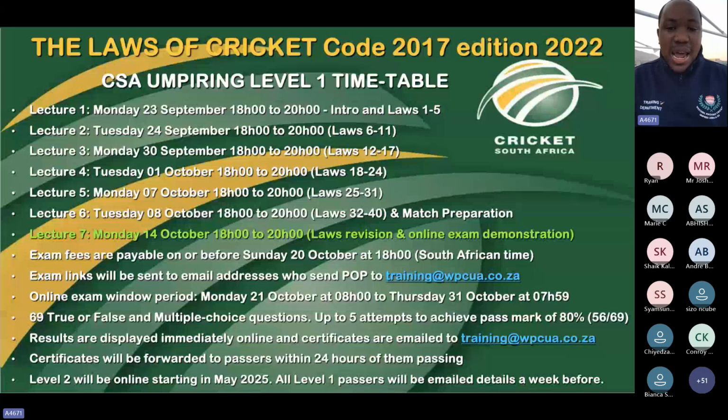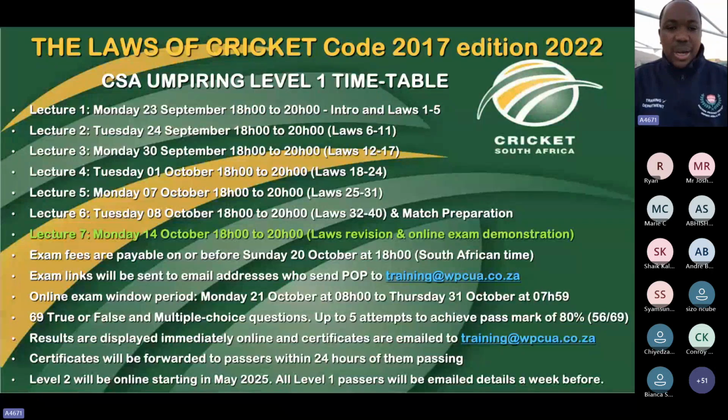Results are displayed immediately online, and certificates are emailed to training@wpcua.co.za. I will receive those certificates and forward them to you as soon as I can, and I can commit to sending you your certificate within 24 hours of you passing. At the end of the exam window period, I will send an email to all the candidates who have passed, giving them contact details of the umpiring association closest to them so that they can join that particular umpiring association wherever in the world it is. We have contacts all around the cricketing world. And then you can start umpiring in an official capacity.